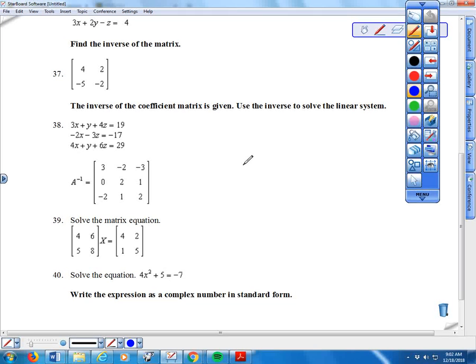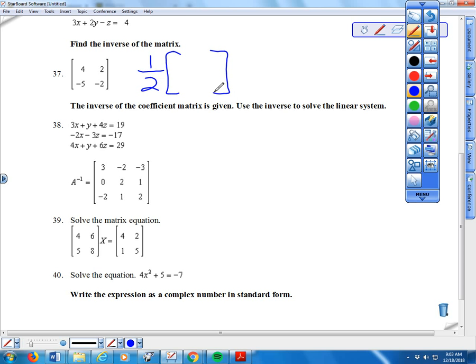Find the inverse of this matrix. So what's the process to find the inverse? What do you do first? Find the determinant. That's the first step. So we have negative 8 minus negative 10, which is plus 10. Negative 8 plus 10 is 2. And then you make it 1 over that determinant, and you multiply that times a new matrix.